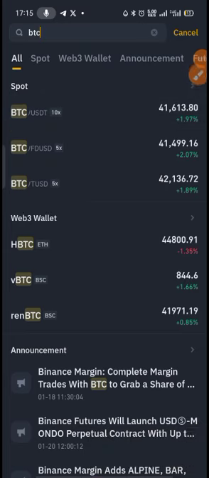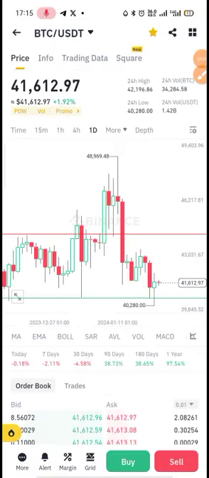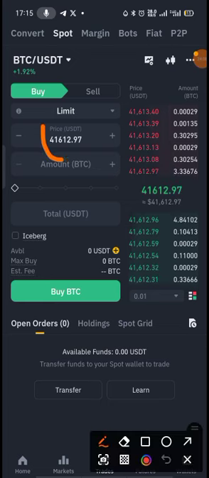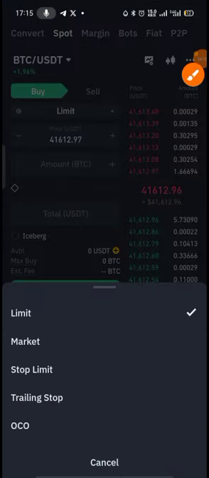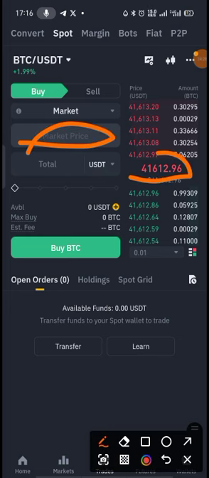I need USDT, so I'll just go here. I'll go to buy since it's Bitcoin. I also want to buy Bitcoin at this price. You see this price here. Basically, you change this to market. If you want to buy at the current market, you click market, and you can buy it at this current price. That is the market price, and this is the current market price now, right?